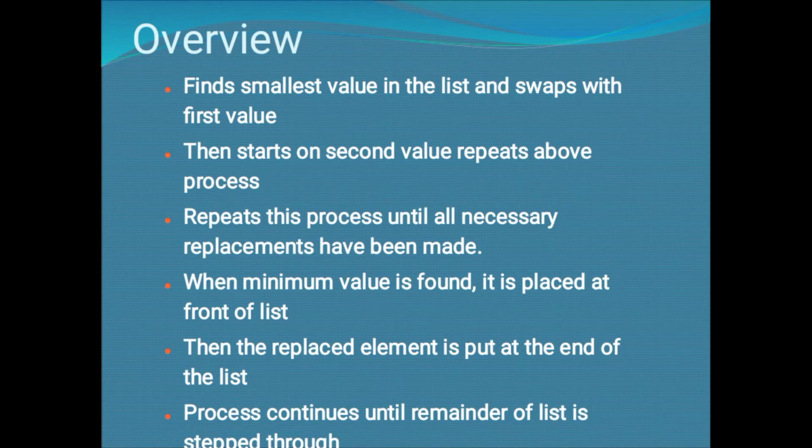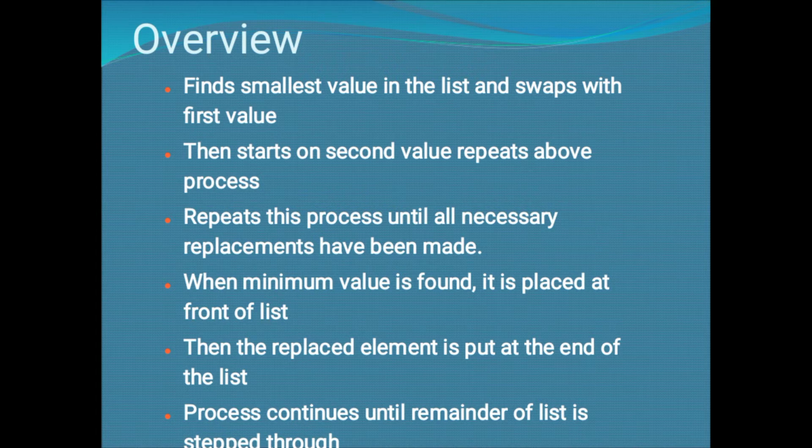Now, overview of the selection sort algorithm. It finds the smallest value in the list and swaps it with the first value. As I have told, it finds the smallest element in the array and swaps it with the first element, or the zeroth element.